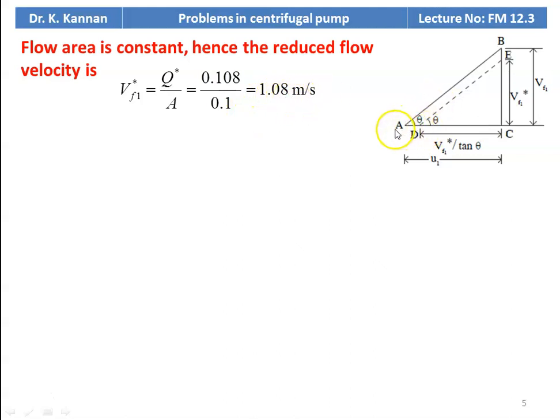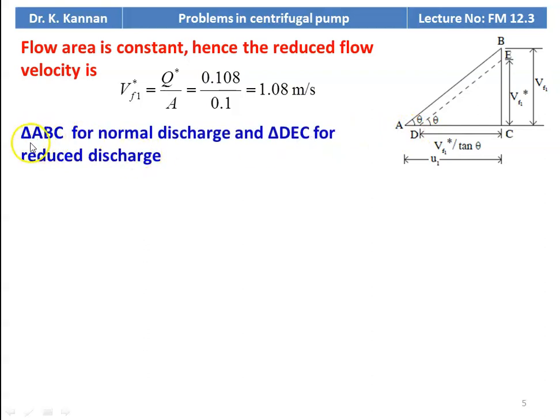The original velocity triangle is ABC. So for original discharge, it is ABC. And for the revised discharge, it is DEC. DEC is the dotted line. It indicates the revised value. Then Vf star is the revised flow velocity. Now triangle ABC is the normal discharge, triangle DEC for the reduced discharge.